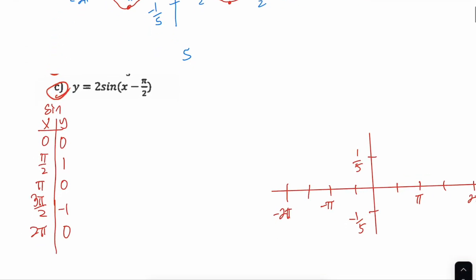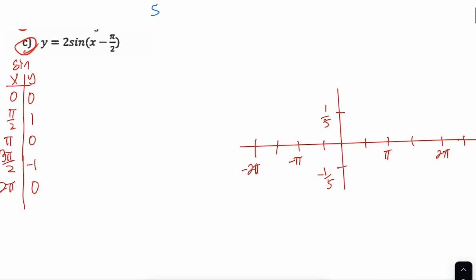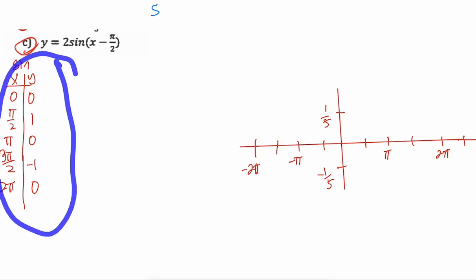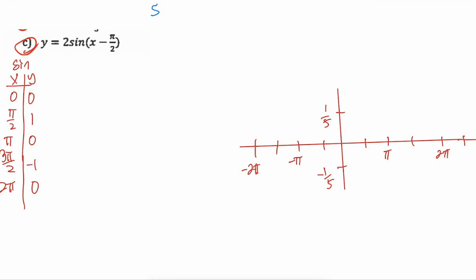Okay, so now if you could look at C. C is a sine function. Y equals 2 sine of x minus pi over 2. I have the original sine values from our unit circle shown right there. I have my graph paper. If you want to get graph paper ready, we are going to use the graph paper you see there. Okay, so let's get started.